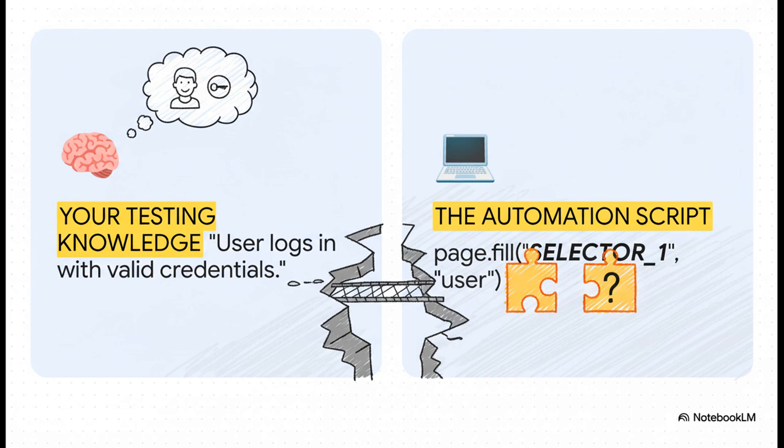Over on the left, that's your brain. Clear, simple: user logs in with valid credentials. Easy. But on the right, that's the script. It's so close, but it's missing those critical addresses, the selectors, that tell it exactly where to type the username and which button to click. That right there, that's the missing link.